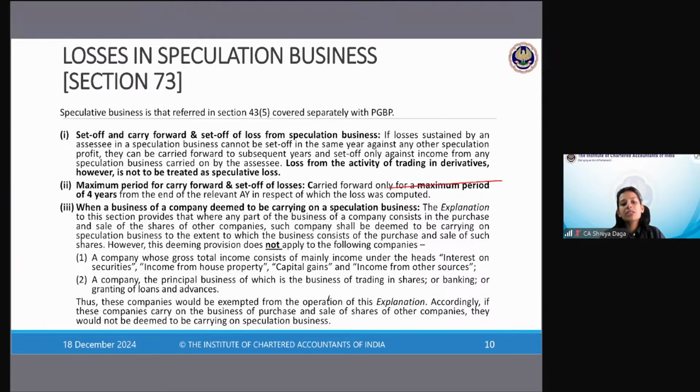What is speculation business? Where part of the business consists of purchase and sale. Such company shall be deemed to be carrying on speculation to the extent to which the business consists of the purchase and sale. However, deeming provision should not apply to investment companies or lending, primarily banking or NBFCs, lending companies. So investment or banking lending companies, if they carry on activity of purchase, sale of shares of other companies, they will not be called speculative business owners.